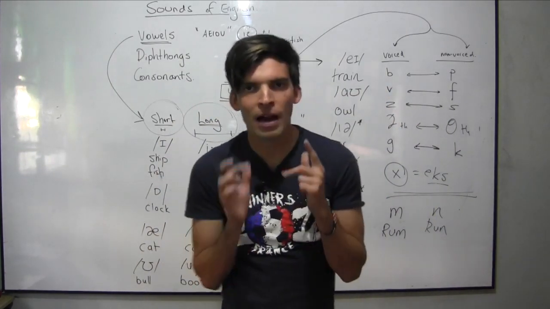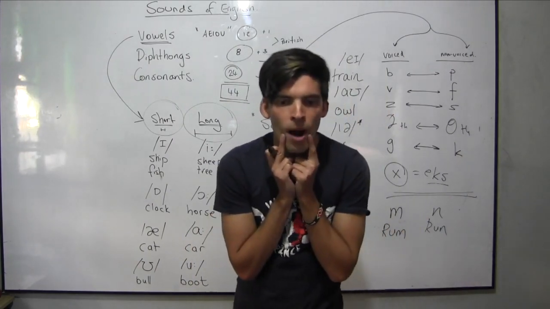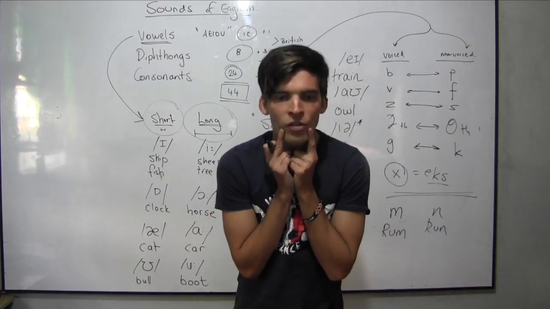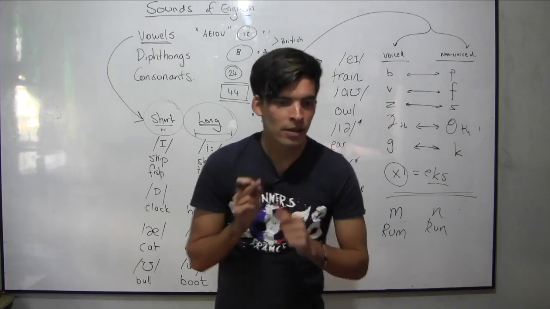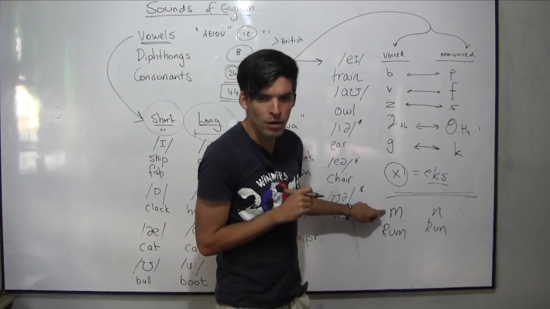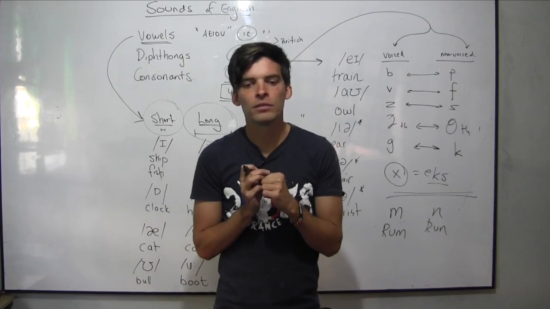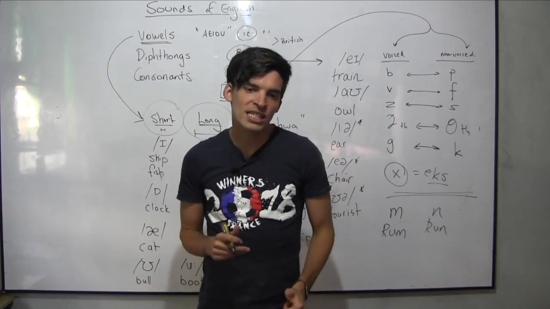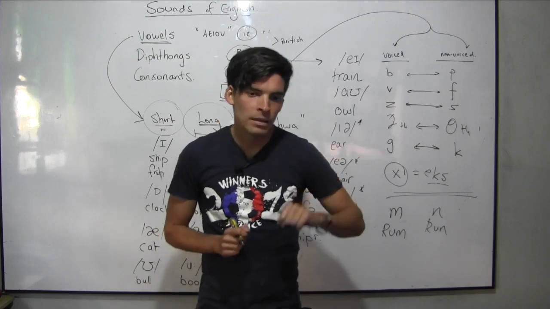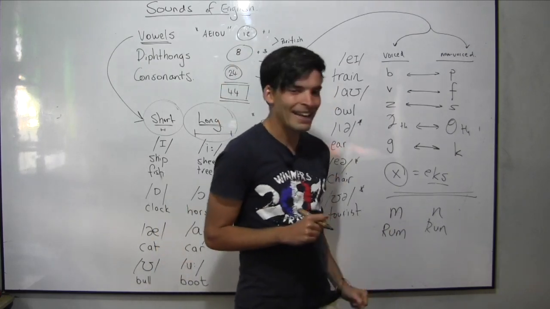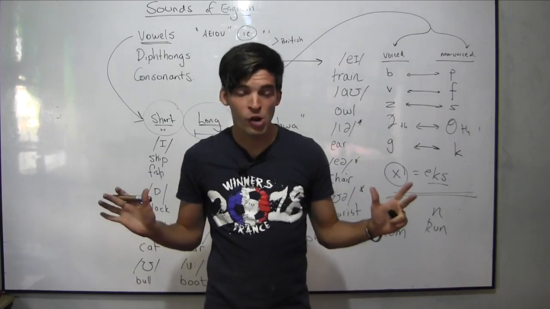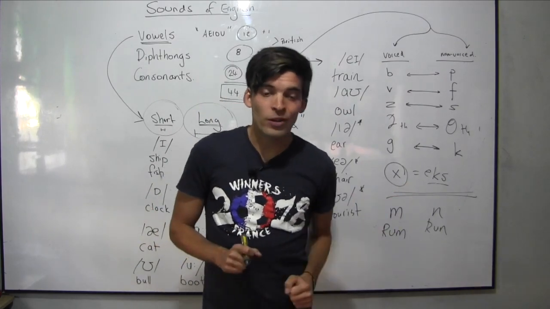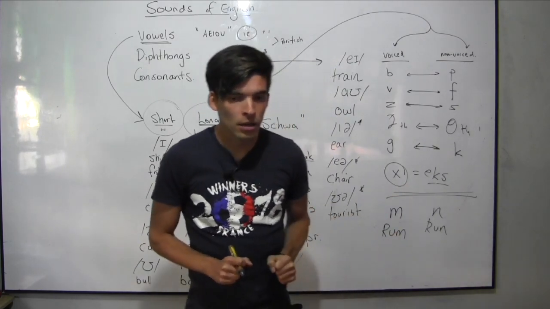So compare my mouth at this point. Rum, run. When I'm saying the M sound, I'm closing my mouth and I don't open it again. I want to drink some rum. With the N sound, I keep my mouth open. I want to go for a run.